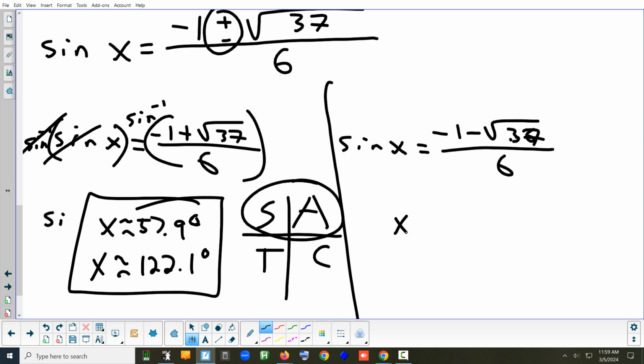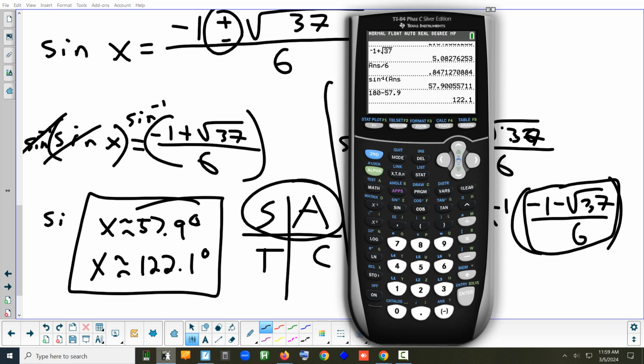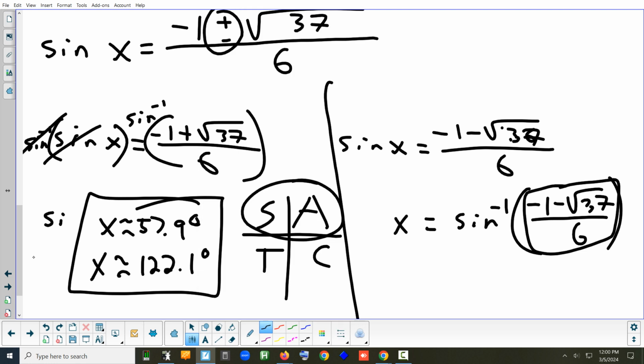What do you do to get x by itself and get rid of sine? It's exactly the same thing you did there. So x is the inverse sine of that. Before you type that in, the inverse sine, just type in this part. Because I want to know if it's equal to like a positive or a negative number. Let's see what happens. So negative 1 minus square root 37 divided by 6. Okay, so what kind of number is that? Negative. So where is sine equal to a negative number?